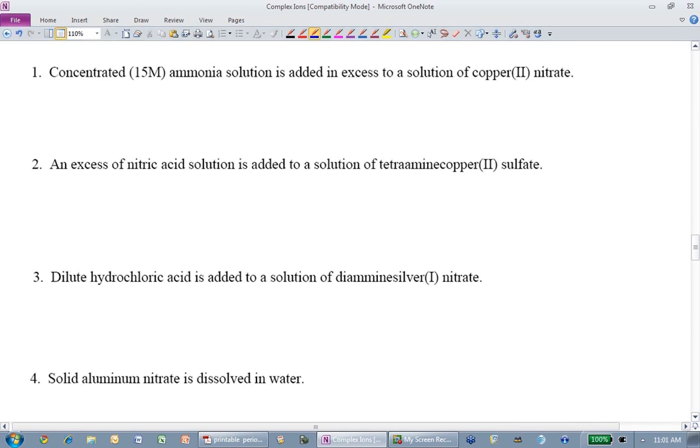Alright, so here we go. Concentrated ammonia. There's my first kind of hint that I might be in the land of complexes. At 15 molar is a big old hint going, good lord, that's mighty concentrated. 15 molar? So, concentrated ammonia is added to excess solution of copper 2 nitrate. Well, you know that that nitrate is going to be a spectator. So, this is really easy to get your product points.